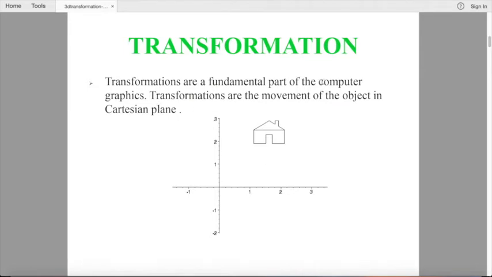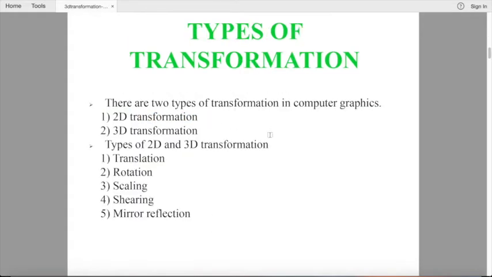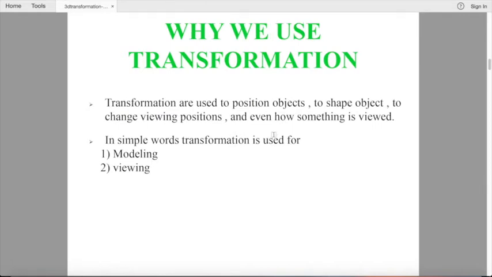Transformation is used in computer graphics the most. And there are two types of transformation, 2D transformation and 3D transformation. We are going to talk about 3D transformation, which has translation, rotation, scaling, shearing, and mirror reflection. So why do we use transformation? We use transformation to position the object and shape the object or change the viewing position. We can call transformation in two words, modeling and viewing.